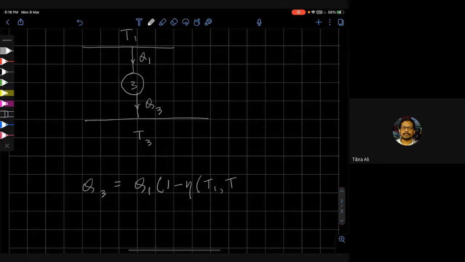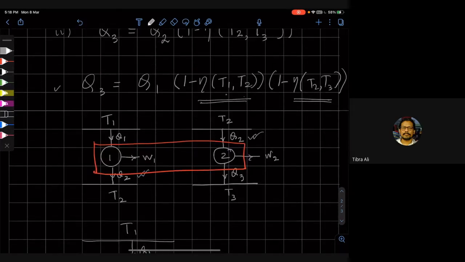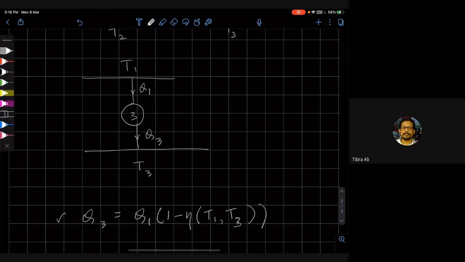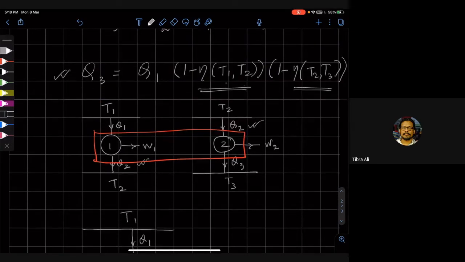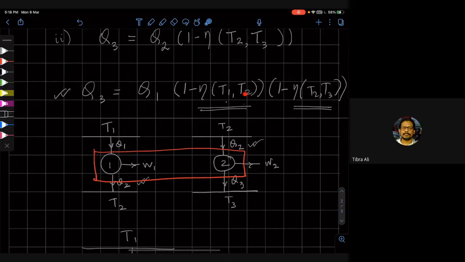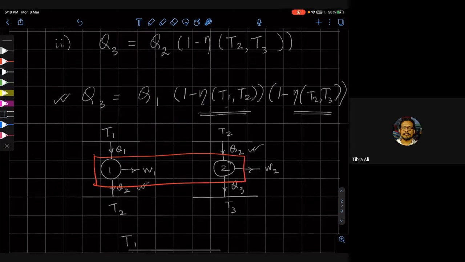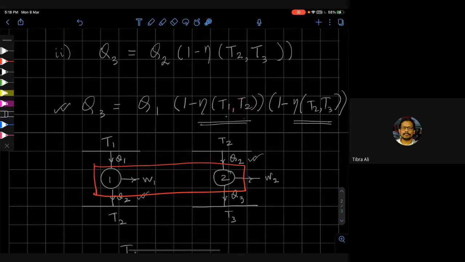T1 comma T3. Okay, now if I compare this with this relationship, on the left-hand side we have Q3, which is the same. And the right-hand side we have Q1, but here we have a functional dependence on T1, T2, and T3, while over here we have a functional dependence only on T1 and T3. That means that the dependence on T2 from this formula must drop out.